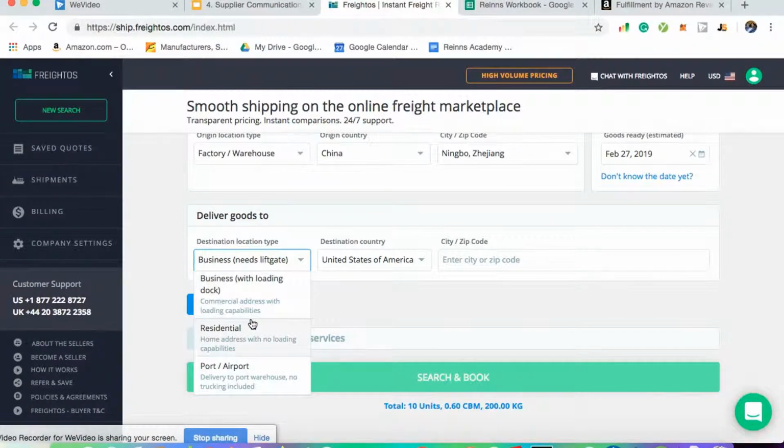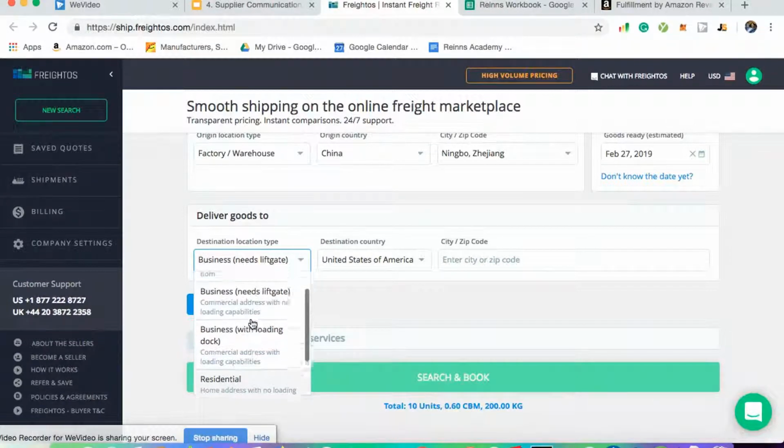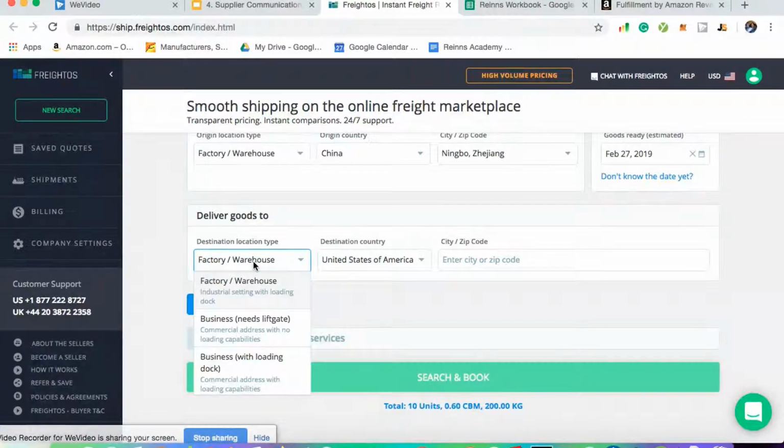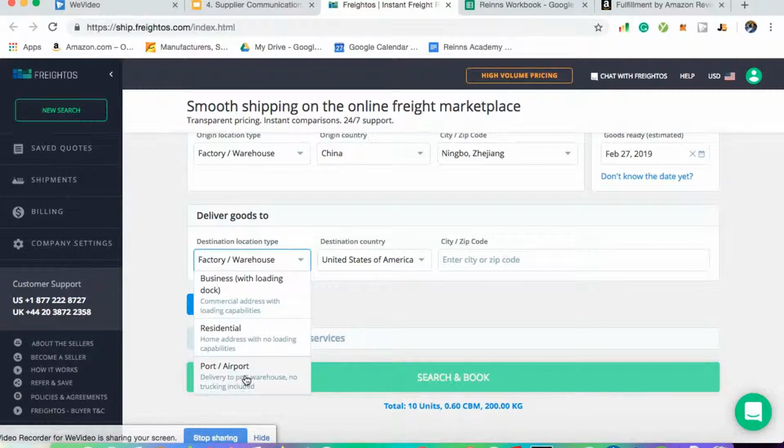So we're going to be working with the factory warehouse where the goods are going to be dropped off and delivered. For example, if we're dealing with a warehouse in China, some of the freight forwarders have a warehouse. So we can either select the factory or warehouse, and we can also select port, because they'll deliver to the airport or seaport. But now the problem is, what about delivering to the freight warehouses?